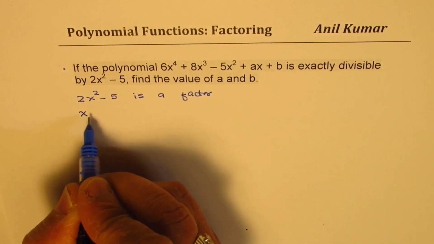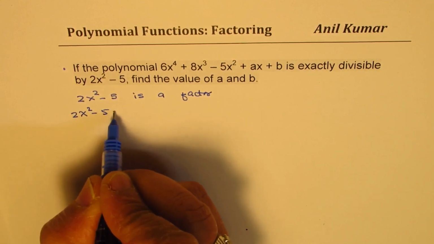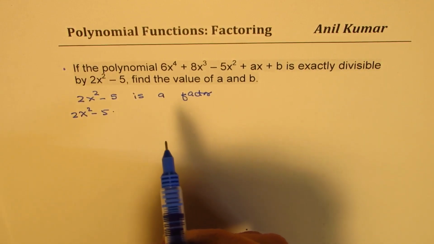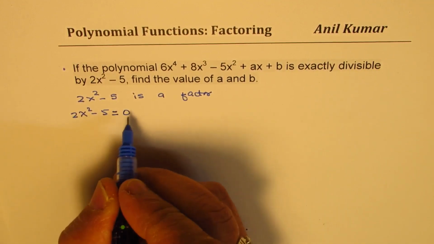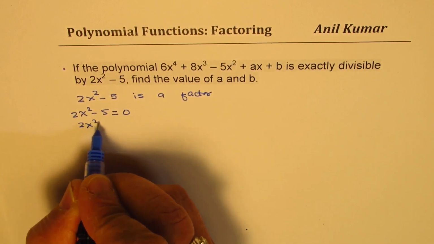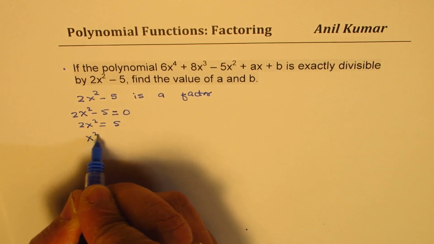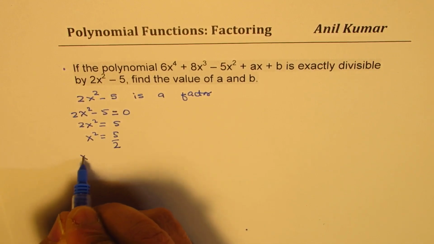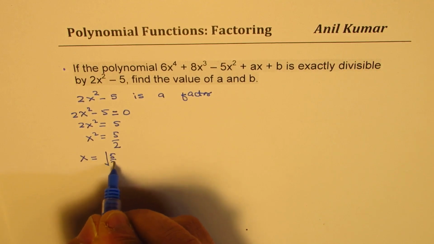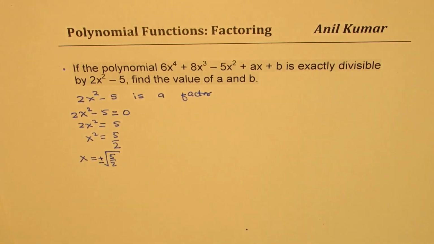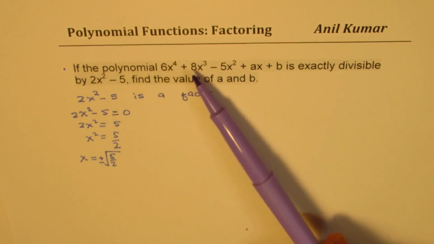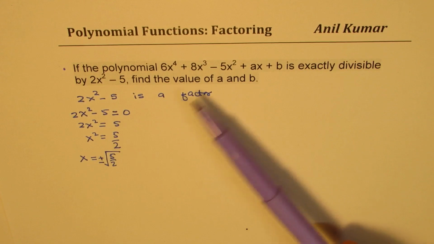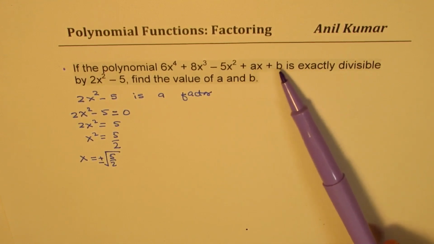Or it means that if you solve it, 2x squared minus 5 is a factor really means that the x values for which you get the real roots will be equating this to 0, will give us 2x squared equals 5, or x squared equals 5 over 2, or x equals plus and minus square root of 5 over 2. So you get a 0 for these values. So one method is you can substitute this value of x in the equation. There are two values, so you get two equations, and you can solve for a and b, right?